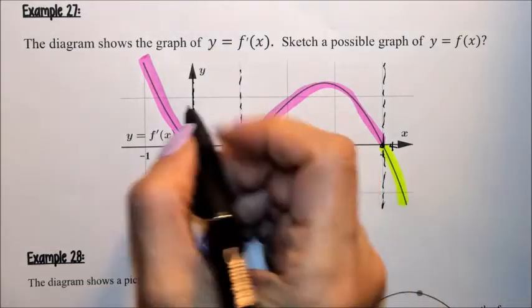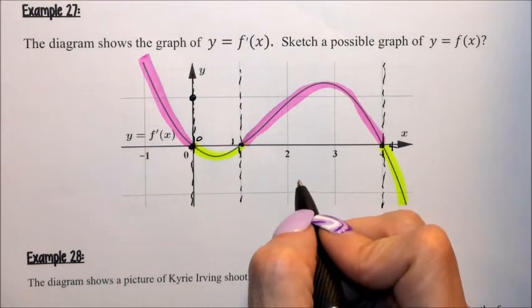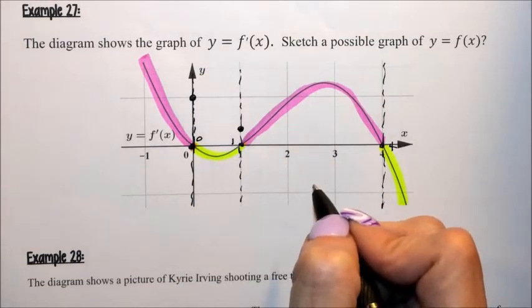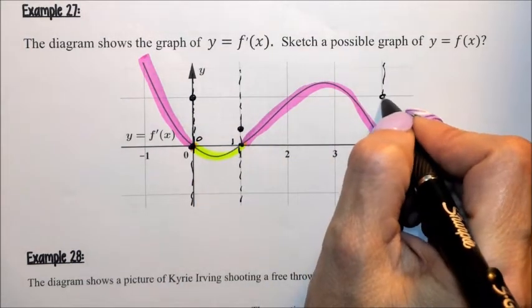I have a turning point at 0, so I'm going to put a turning point right here. I have a turning point at 1. I'll put a turning point about right there. And then I have another turning point at 4, and I'll put it up here.